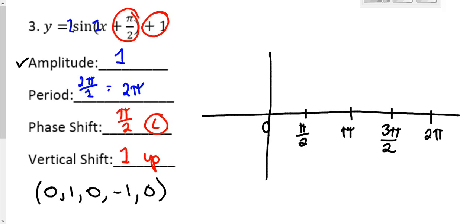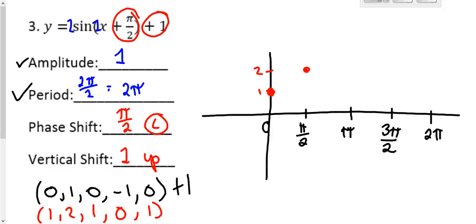I'm going to look at my vertical shift. So I've indicated the pattern that I'm staying, the period that I'm going from 0 to 2 pi. For the vertical shift, I'm going to add 1 to all of these. So the new pattern I'm going to get is 1, 2, 1, 0, 1. So I'm going to put these dots on here. So here's 1 and 2. I don't need any negative numbers. At 0, it's 1. Pi over 2, it's 2. Pi is 1. 3 pi over 2 is 0. And 2 pi is 1.